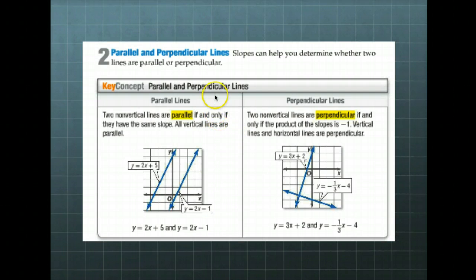And finally, we're learning about parallel and perpendicular lines. So the slopes can help you determine whether 2 lines are parallel or perpendicular. Now, they're parallel if they have the exact same slope. Notice these 2 have the exact same slope. They're perpendicular if the slope is the opposite, which this one's positive, so this one's negative, and the reciprocal. This is 3 over 1, so 1 over 3.